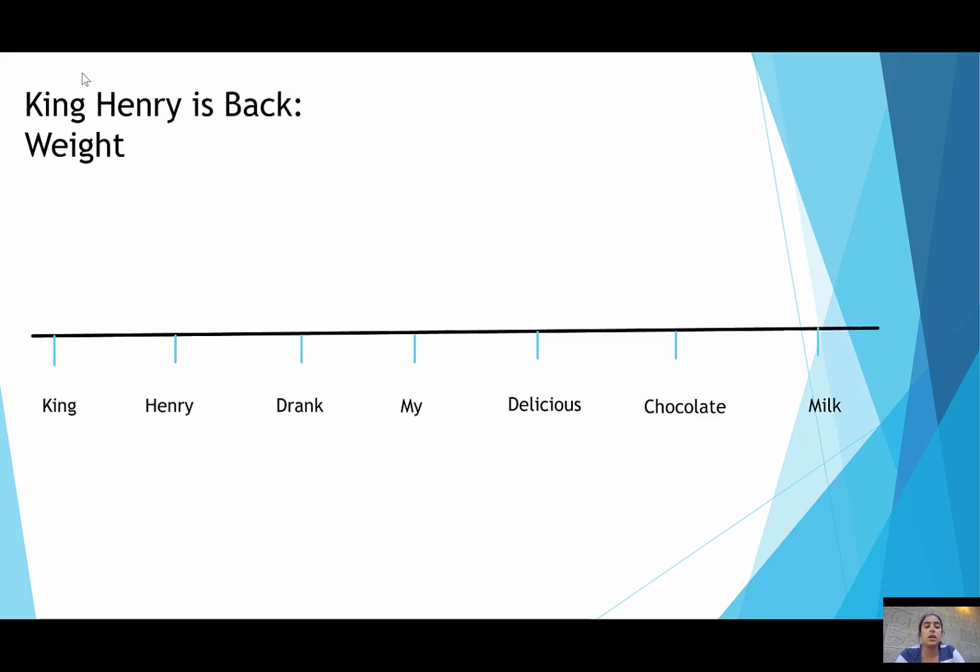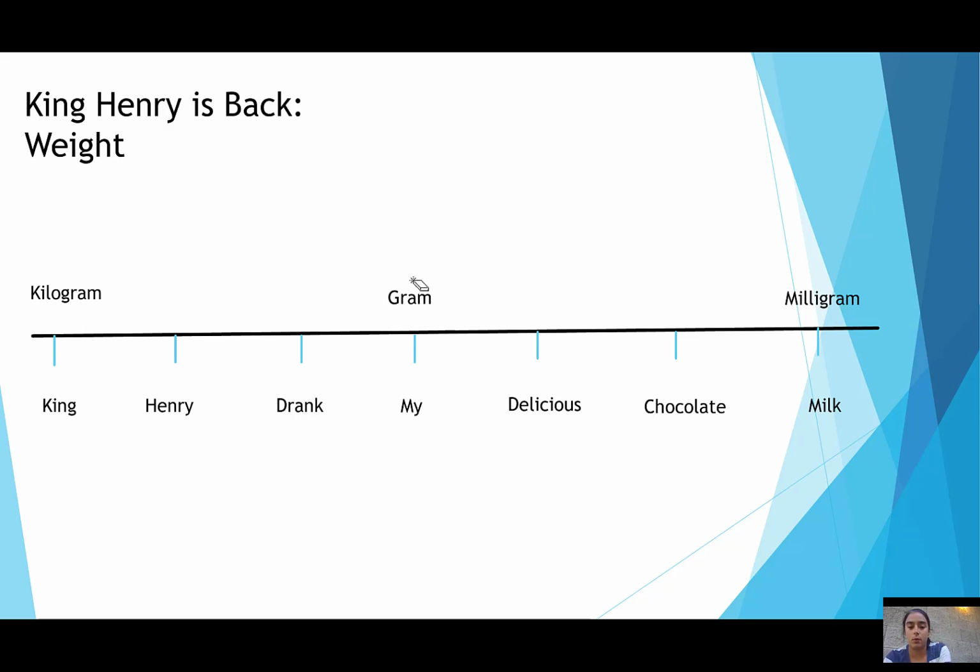Now, to go between one unit of measure and the other, here's our good old King Henry line, because King Henry is back. So before we had King Henry drink my delicious chocolate milk, and the M stood for meters, which was the base unit. Now the M is going to stand for grams, which is the base unit. But everything else is pretty much going to be the same. The milk is going to stand for milligram, and the K is going to stand for kilogram. So it's the same type of conversion.